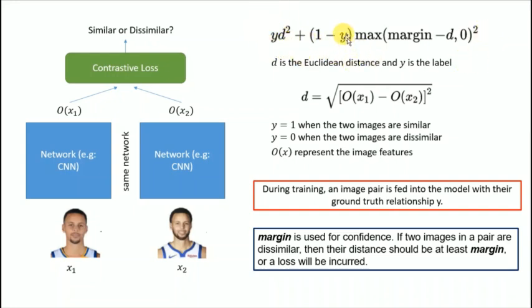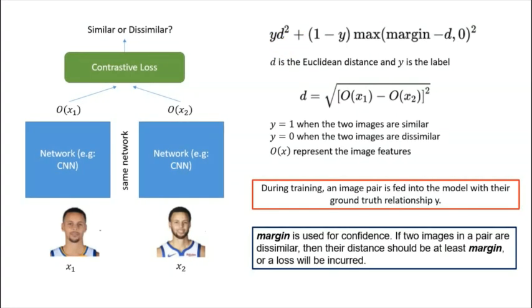Because if y is 1, then 1 minus 1 is 0, and basically this whole term goes away, and you'll just end up with d squared. So in this case, when the images are similar, you want to minimize this distance. If the network predicts a very big distance between these two images, you're going to have a high loss. Again, you're squaring this loss, and in this case, you have a high loss, so your network tries to minimize it.